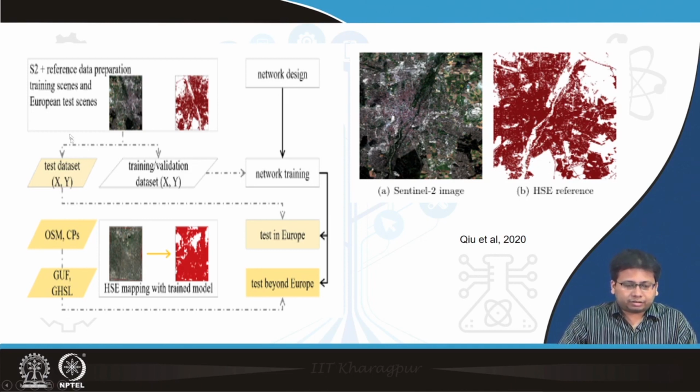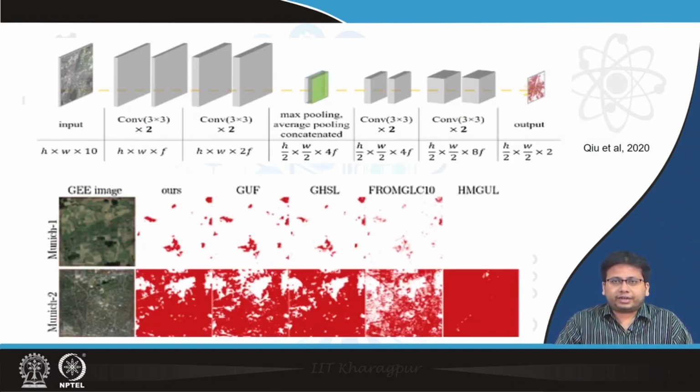Then the network gets trained, and it is now able to map the multispectral image from any region to the HSE map, that is the human settlement extent map. The model is first trained over some cities or regions in Europe, then tested over some other European cities, and then it is tested beyond Europe also in some other places where they have the data for testing.